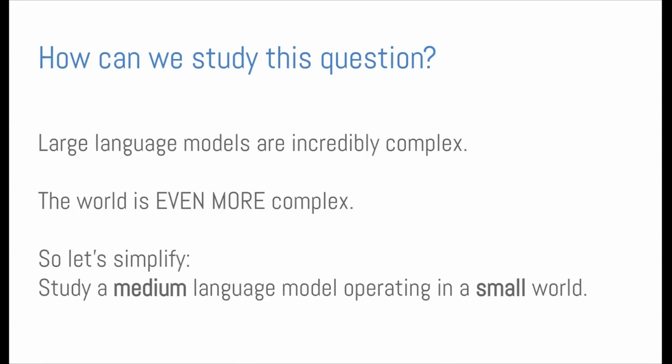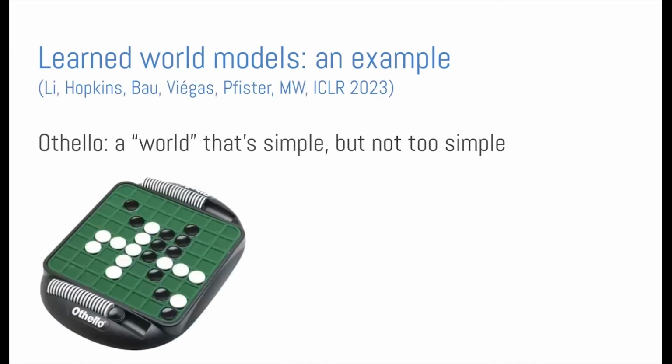So one strategy we can use is to simplify greatly. What we're going to do is study a medium language model operating in a small world. It's going to be architecturally the same as a language model, but this will give us a chance to understand the capabilities and limits of its computation. Okay, so this comes from a paper published in ICLR.